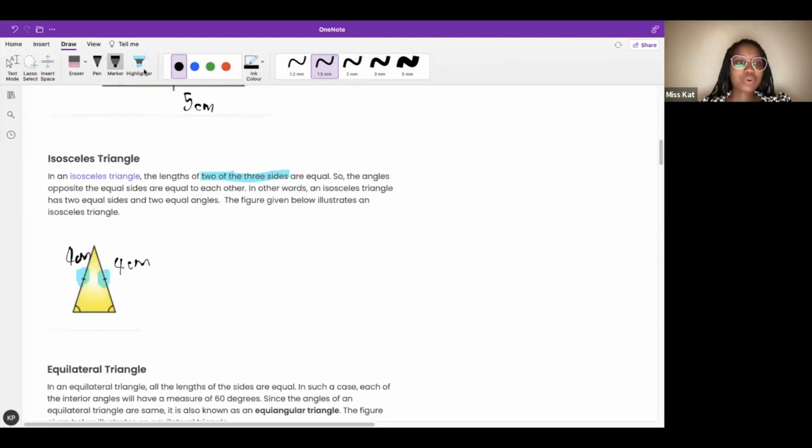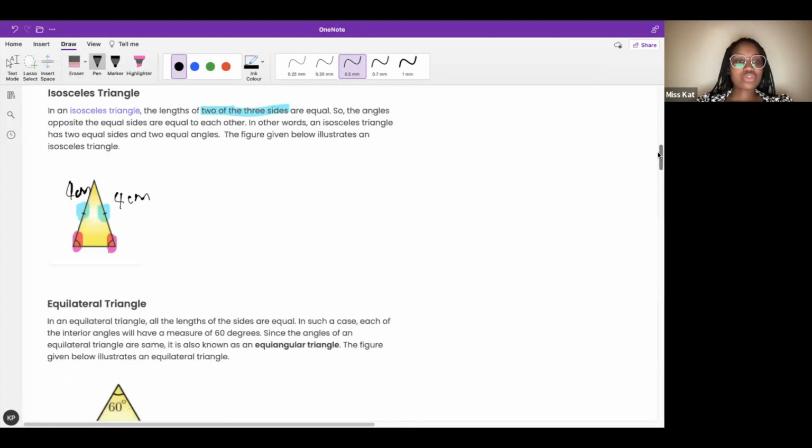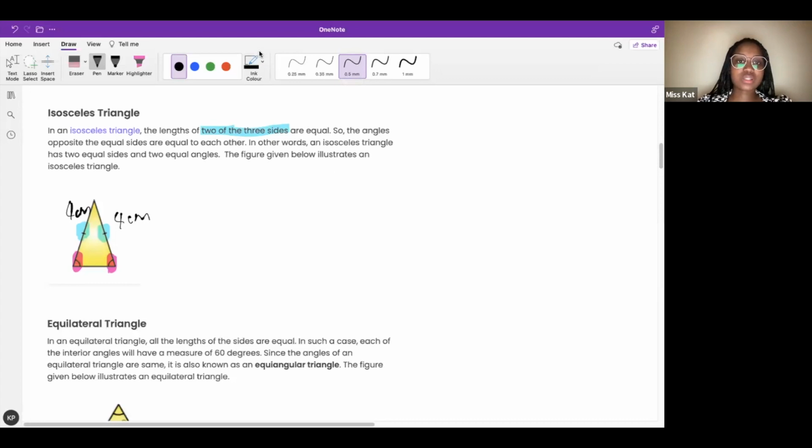And then if those 2 sides are equal, the 2 angles opposite those sides, the ones at the bottom, will be equal. Also, for those who asked, this is the proper spelling of isosceles triangle. If you want to remember it phonetically, you can break it up, but it's pronounced isosceles triangle, okay? Now take your screenshots quickly for isosceles.